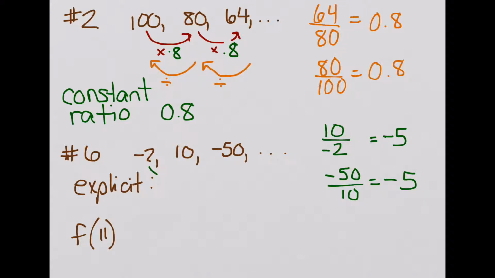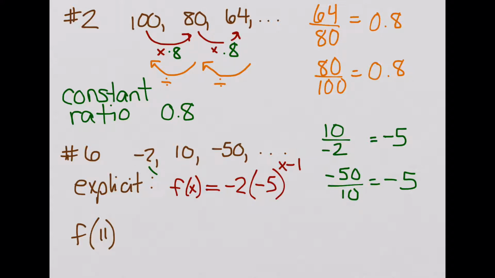The explicit equation for this must start at f of x equals negative 2, and then in parentheses I have my negative 5. That's my pattern. Whenever your signs alternate like that, negative, positive, you must be multiplying by a negative number as your pattern. And then we have x minus 1. That is an explicit sequence.